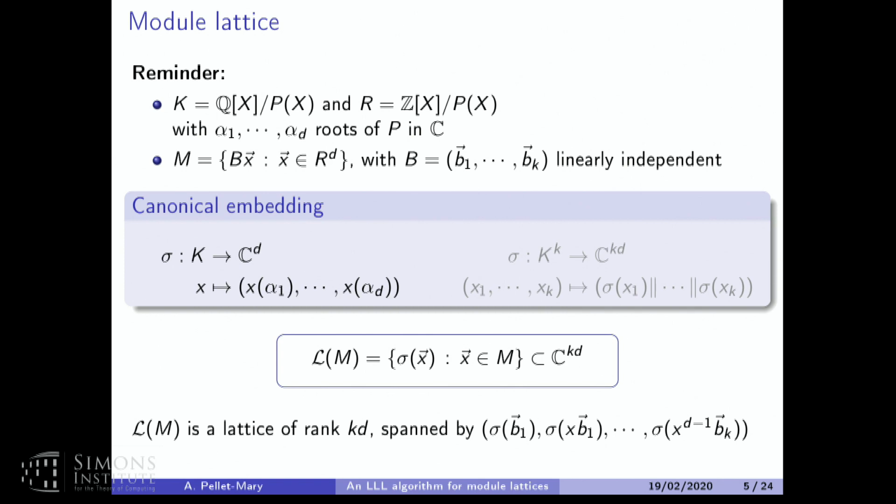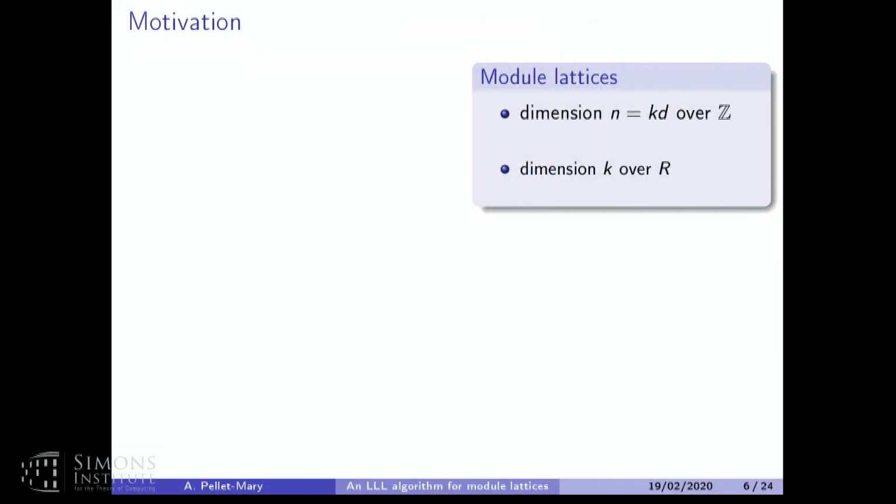So I have a kind of duality in modules. Either I can see them as lattices over Z with large dimension, K times D, or I can see them as lattices over the ring of integers R of small dimension K. So I have these two ways to view module lattices.